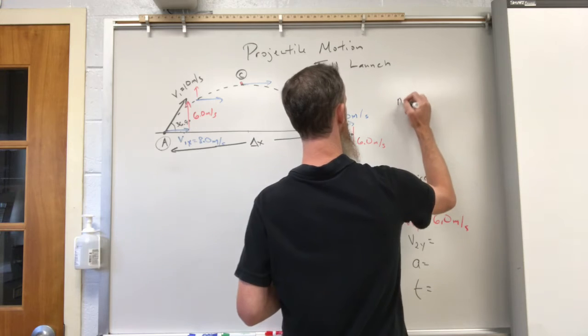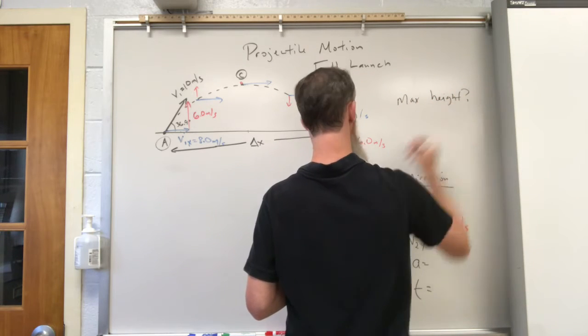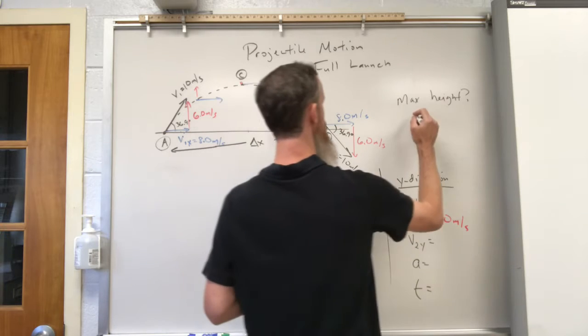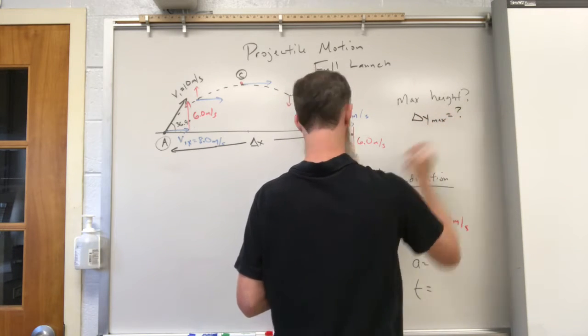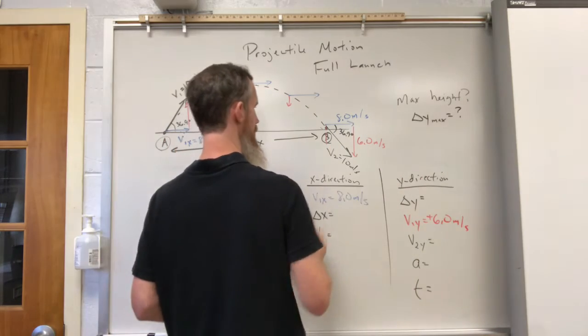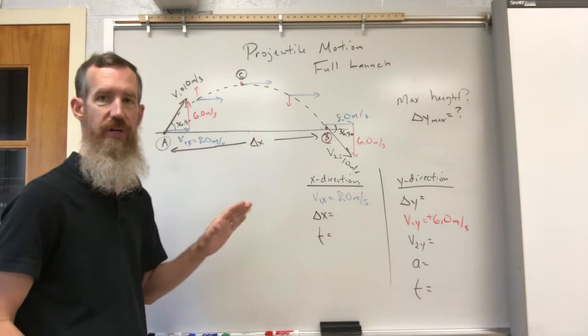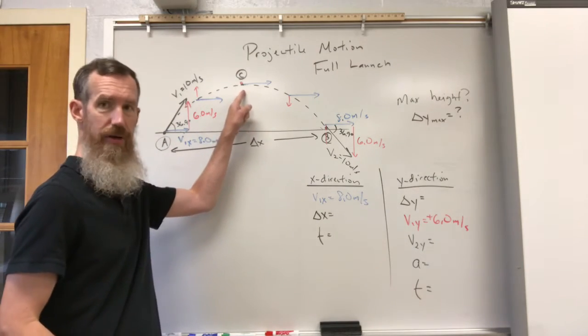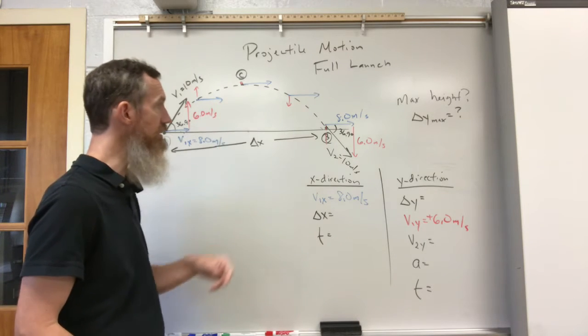max height. What is that max height? What is the delta y max? And the question is, okay, where does that occur? Where does the maximum height occur? Well, top of the arc. And I've made a notation that's at point C.